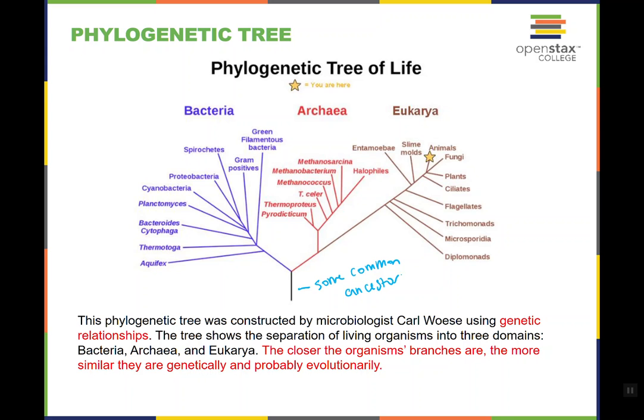So likely the first cell. And then after that, we get all these splits. So this is called a phylogenetic tree. And it was made by a microbiologist named Carl Woese using genetic relationships.